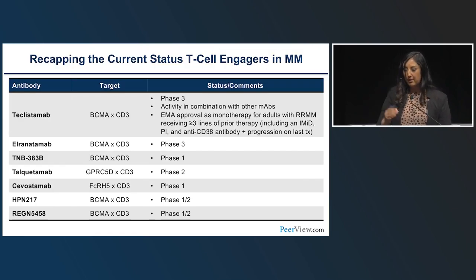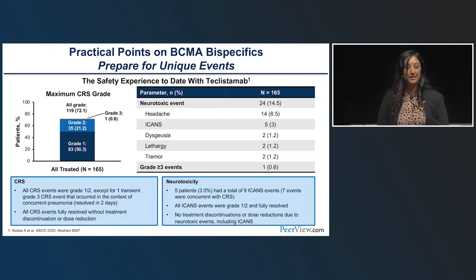So again, there's others as well, so TNB383B, and then we have other antigens, which is really exciting for myeloma, that it's not just about BCMA, and what are we going to do with that in the future? So talquetamab against GPRC5D, and then cevostamab with FcRH5. So again, making lives a little bit more complicated, but again, more fun, and hopefully being able to cure myeloma one day with all of these new therapies.